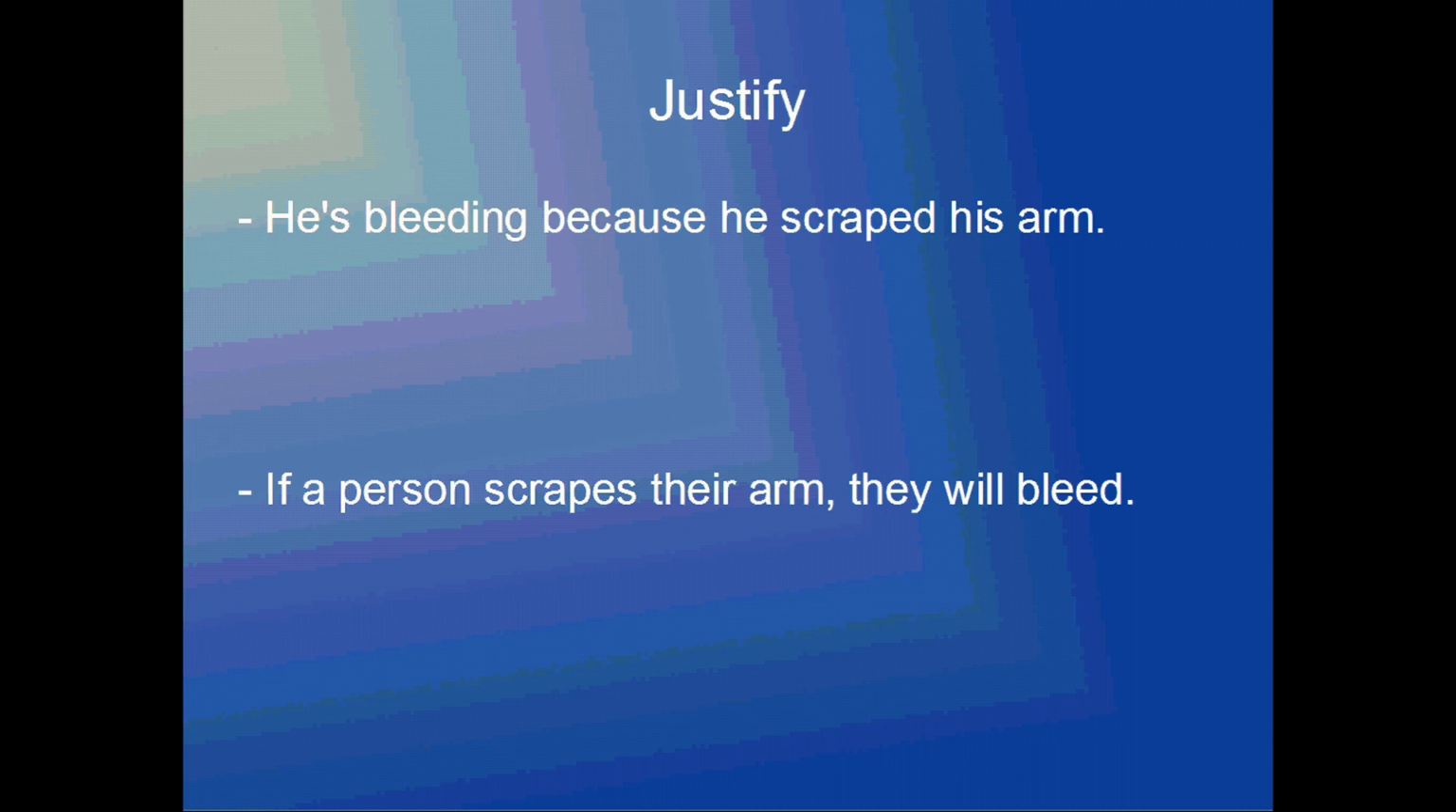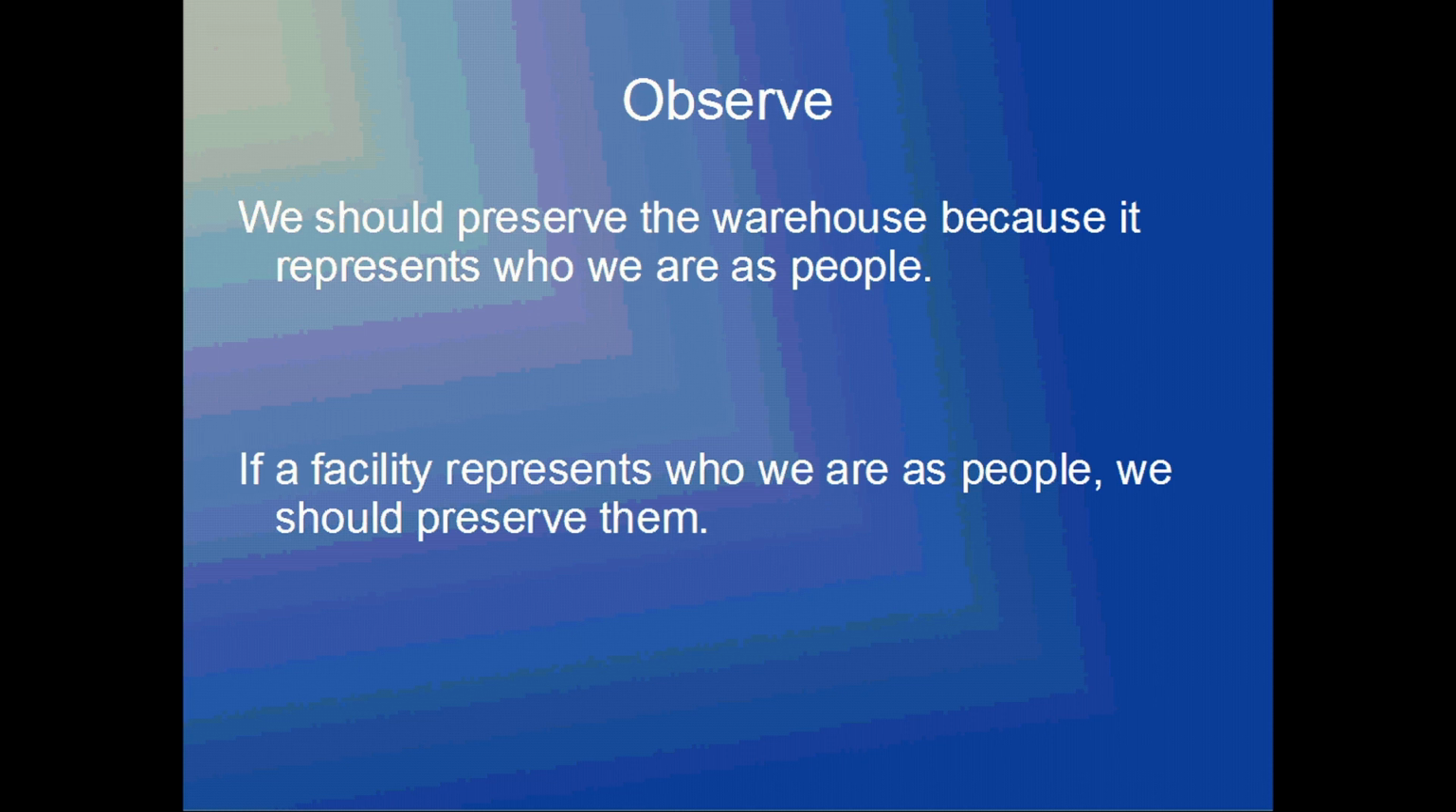Here's another example. The standard causal sentence is, we should preserve the warehouse because it represents who we are as people. The conditional proposition is, if a facility represents who we are as people, we should preserve them. So I took out warehouse and put in facility because facility is a generic term for warehouse. Warehouse is a particular kind of facility.